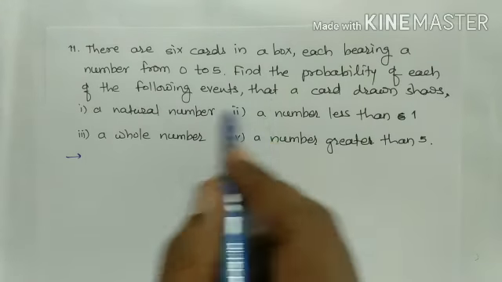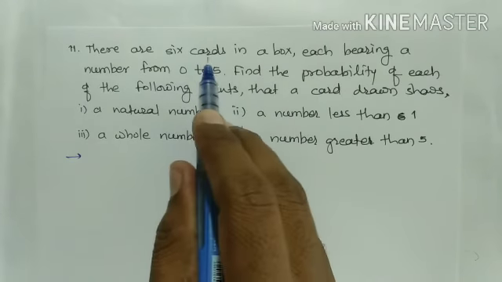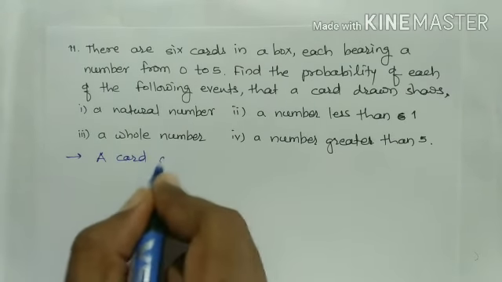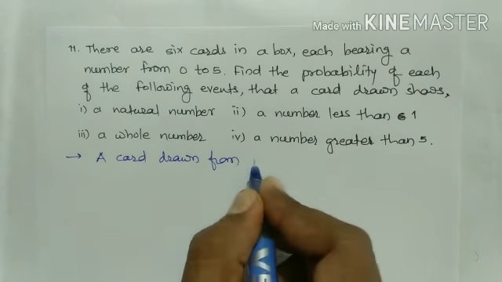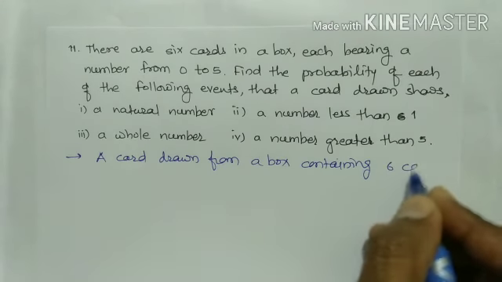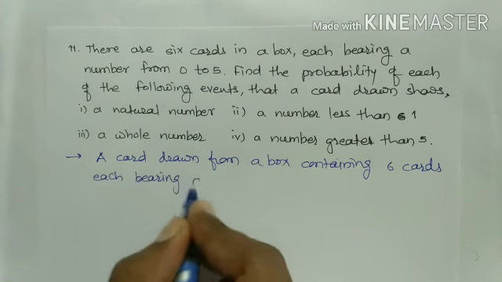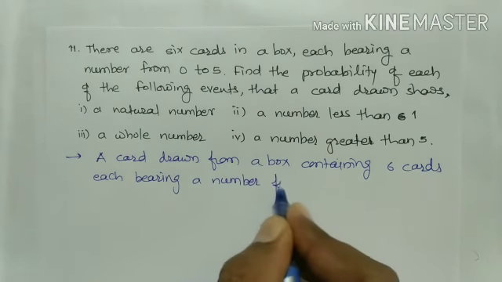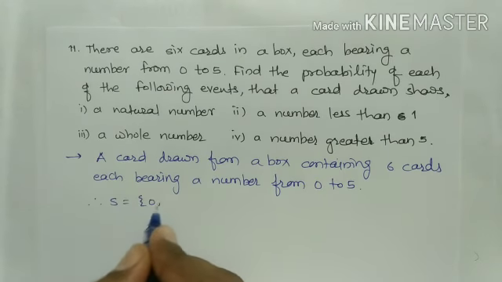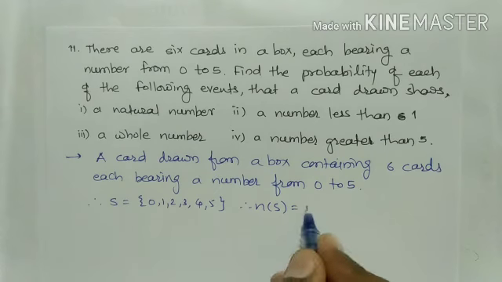Here, the random experiment is, see, a card drawn from a box containing 6 cards, each bearing a number from 0 to 5, and therefore S equals {0, 1, 2, 3, 4, 5}, and therefore number of S equals 6.